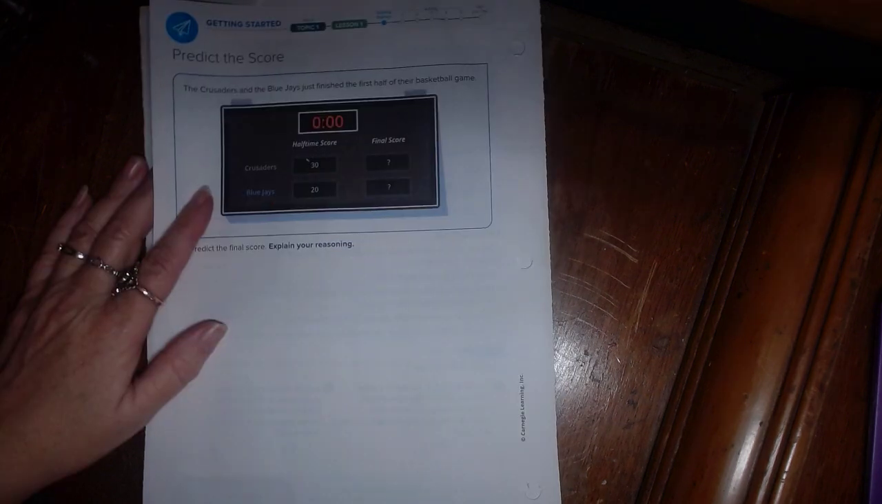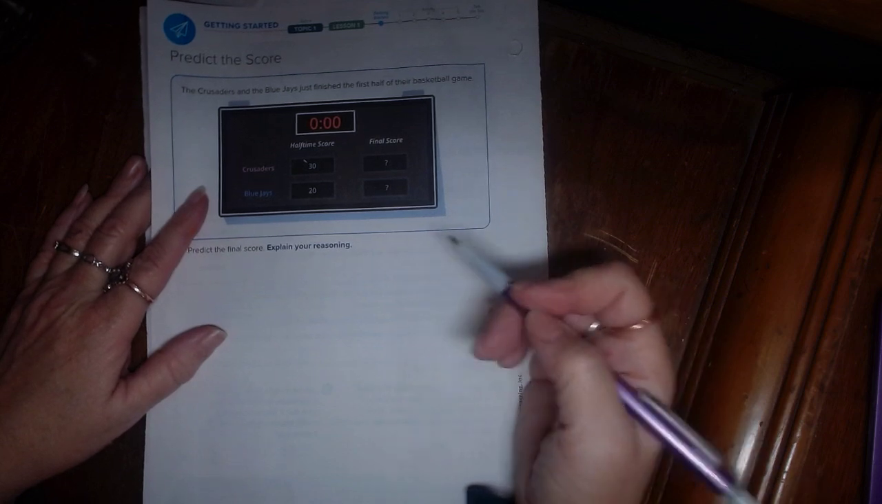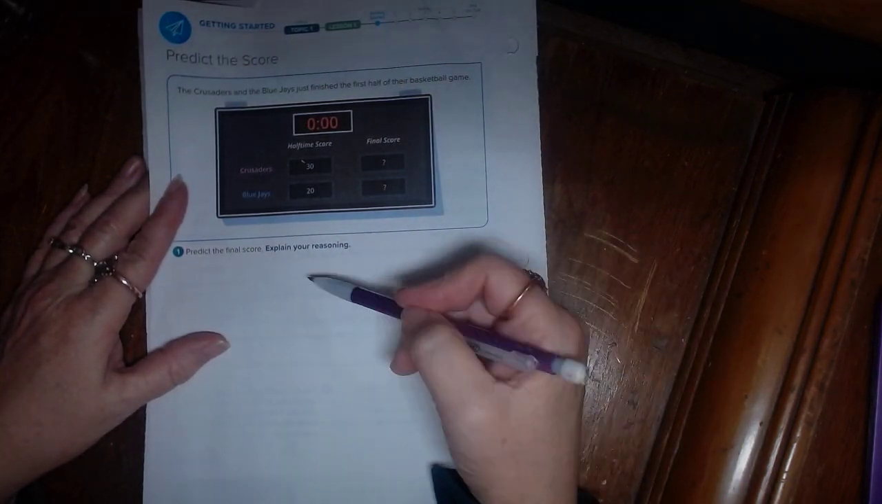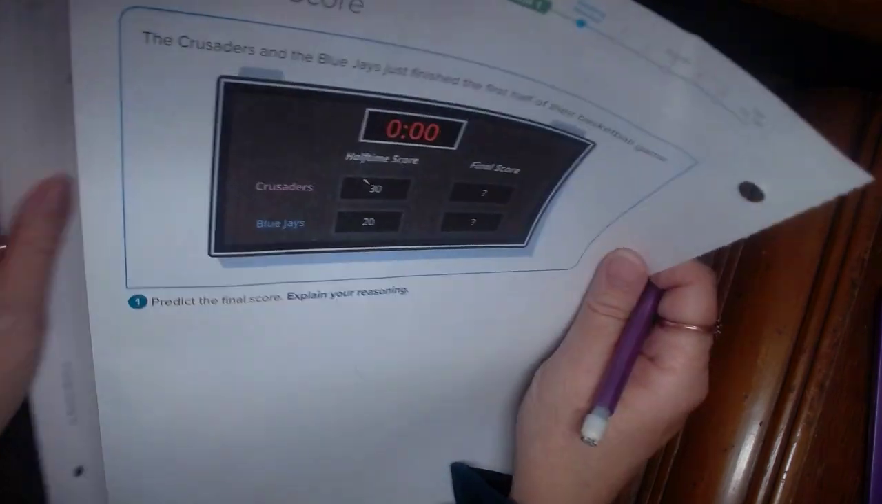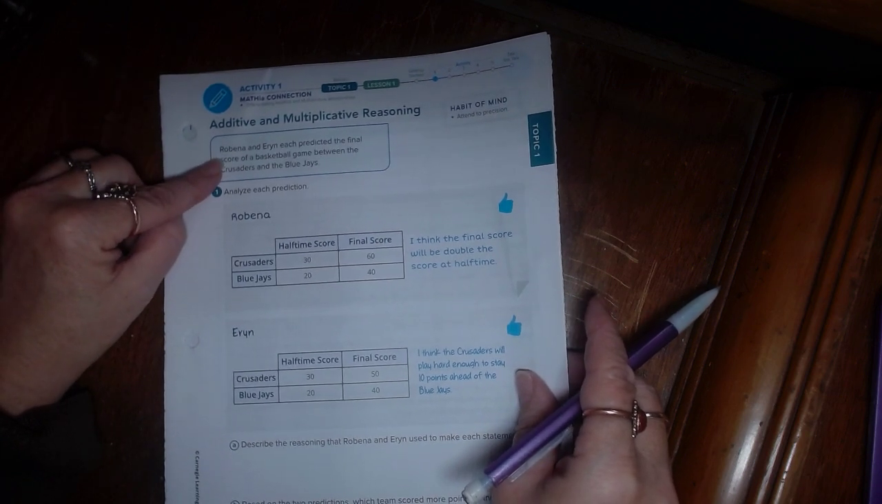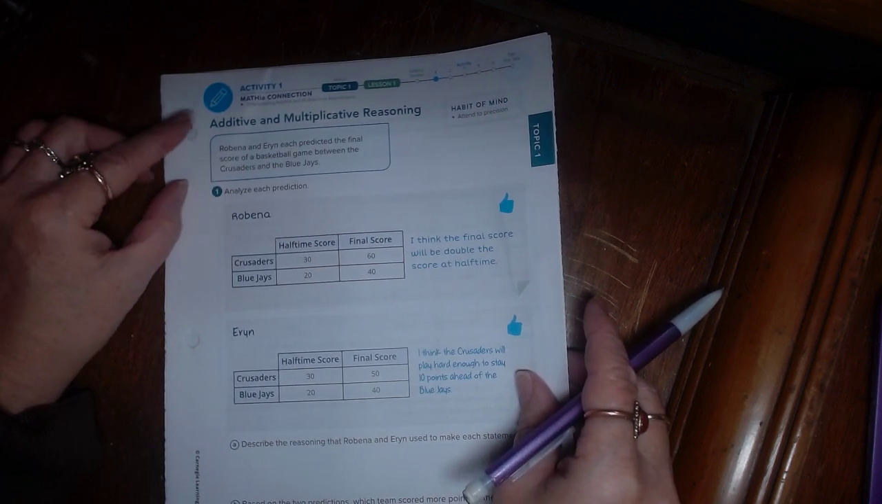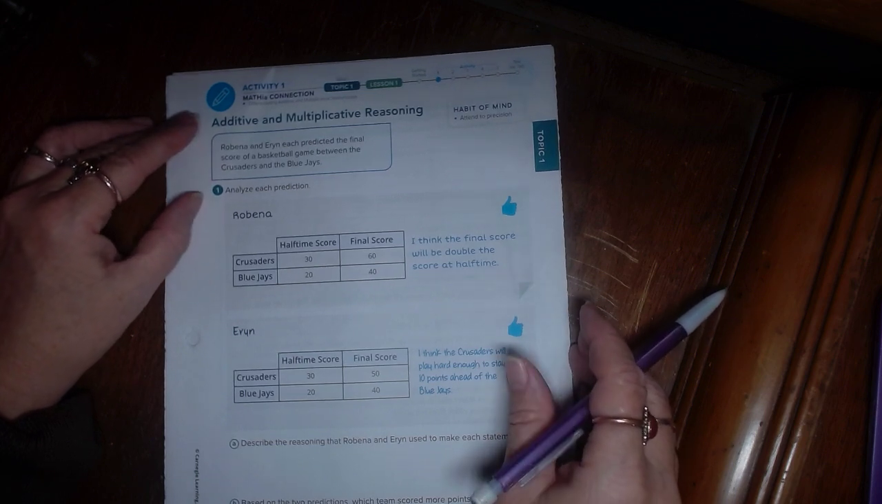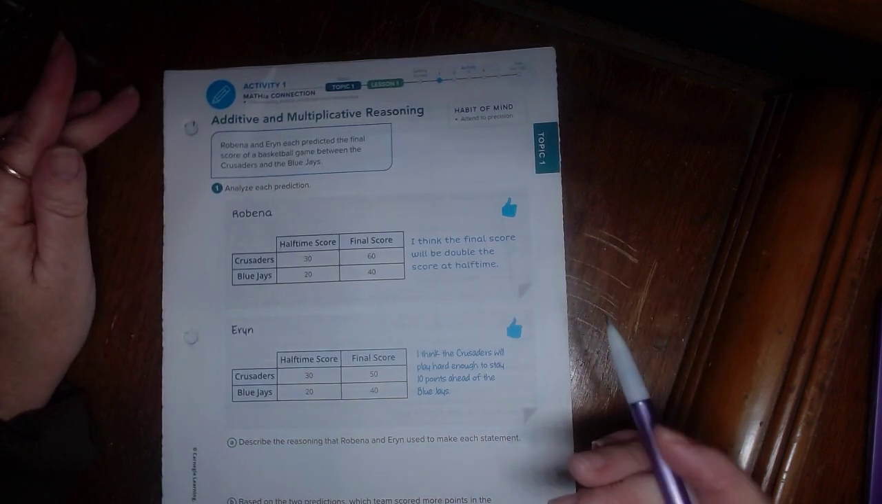Okay, I'm going to pause while you pause, and I'll be right back. Okay, well, since I can't hear what you thought, I don't have any way for you to explain your reasoning to me. We're going to move on to the next page, on to page 171, and look at what two students here, Robina and Aaron, each predicted the final score of a basketball game between the Crusaders and the Blue Jays. So I'm wondering if your predictions match theirs.